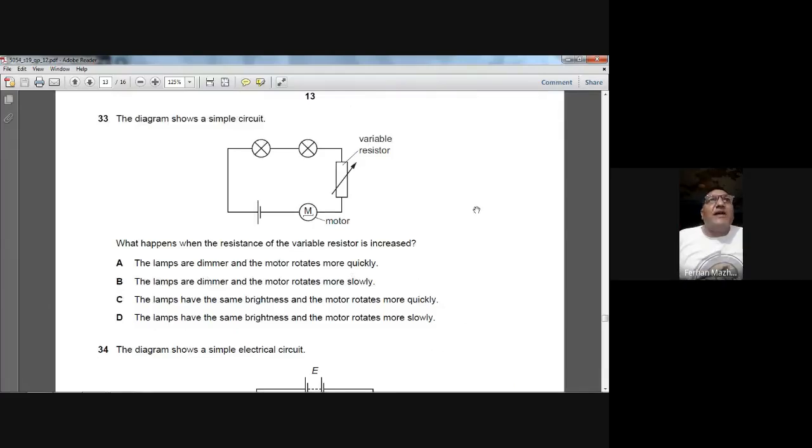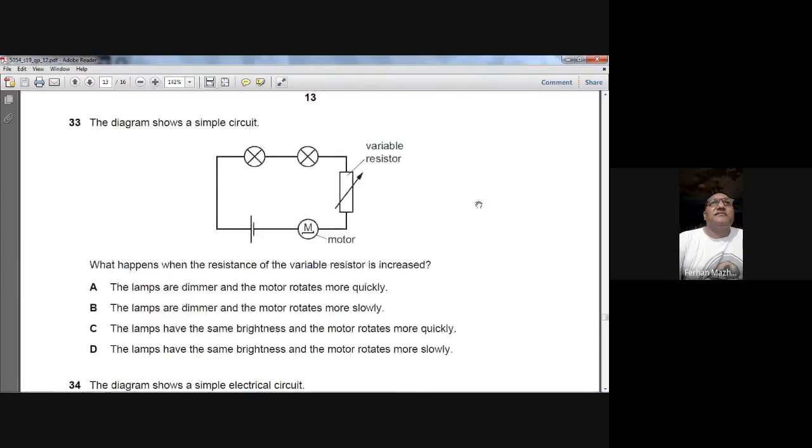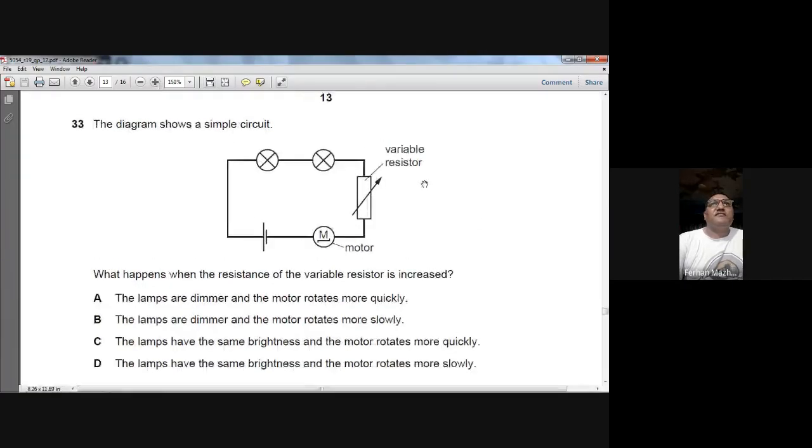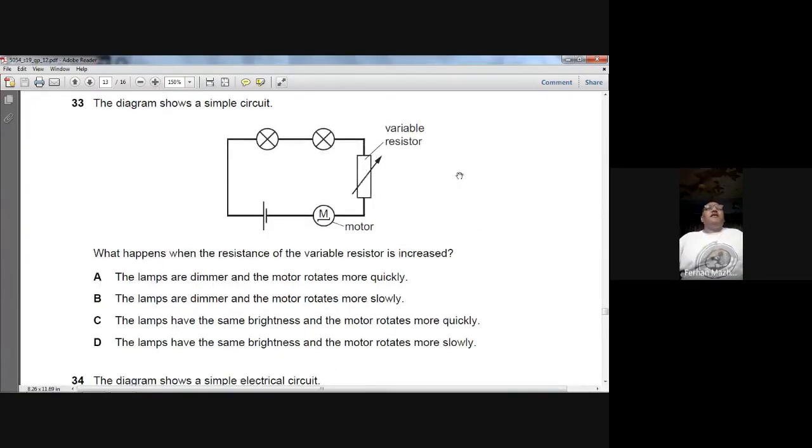Okay, on your screen we have question number 33. Let me increase the size a little bit. The diagram shows a simple circuit. What happens when the resistance of the variable resistor is increased? When you increase the resistance of this variable resistor, it will start taking more voltage. The whole resistance of the circuit will increase.